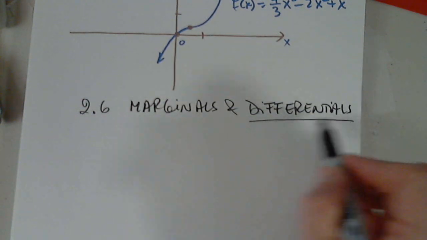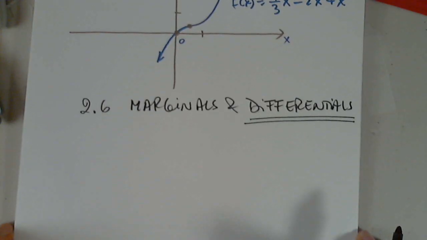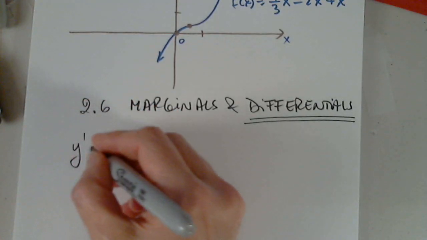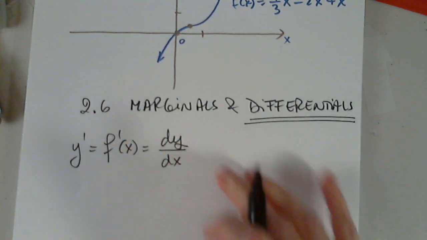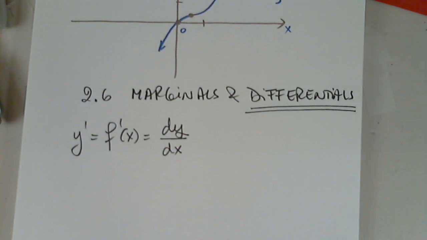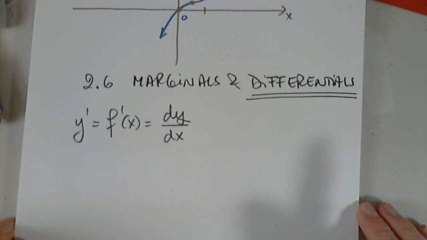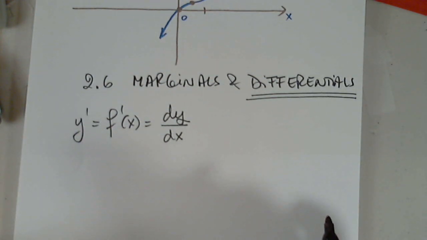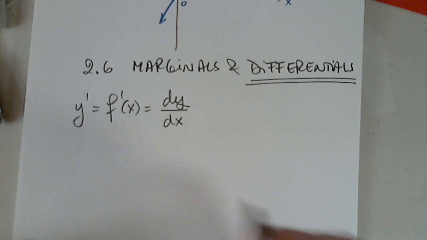I'm going to talk about differentials first, because it's easier to understand the marginals when we go through the differentials first. Now, do you remember that we used these notations, either y prime or f prime or dy over dx? Have we seen all these three notations? Yes, I do. I remember it. Good. That's all I wanted to hear.